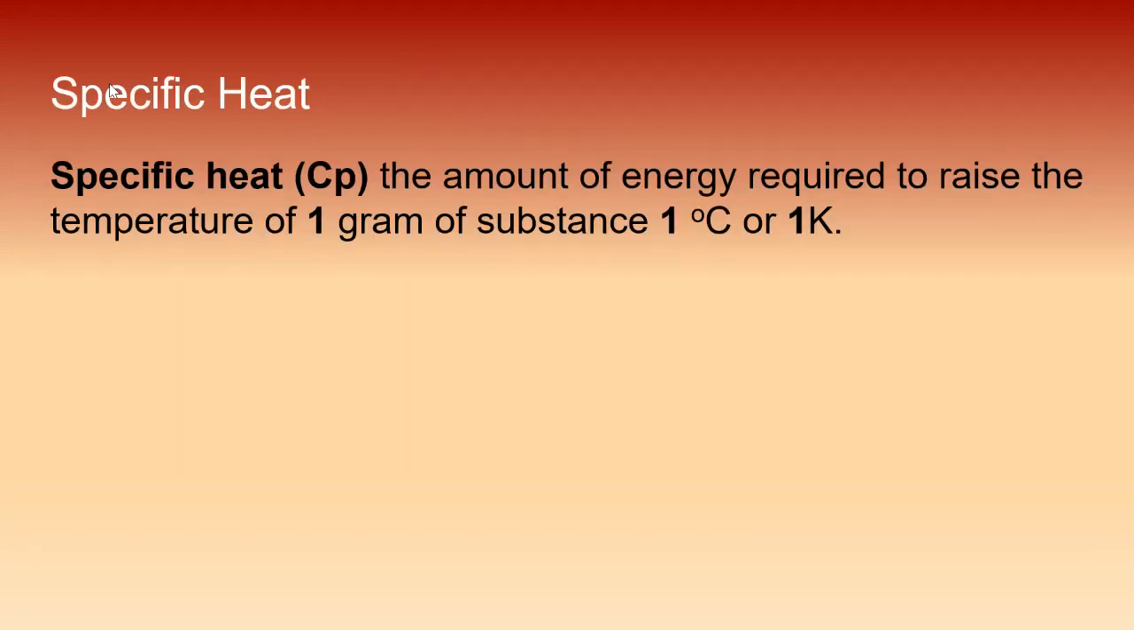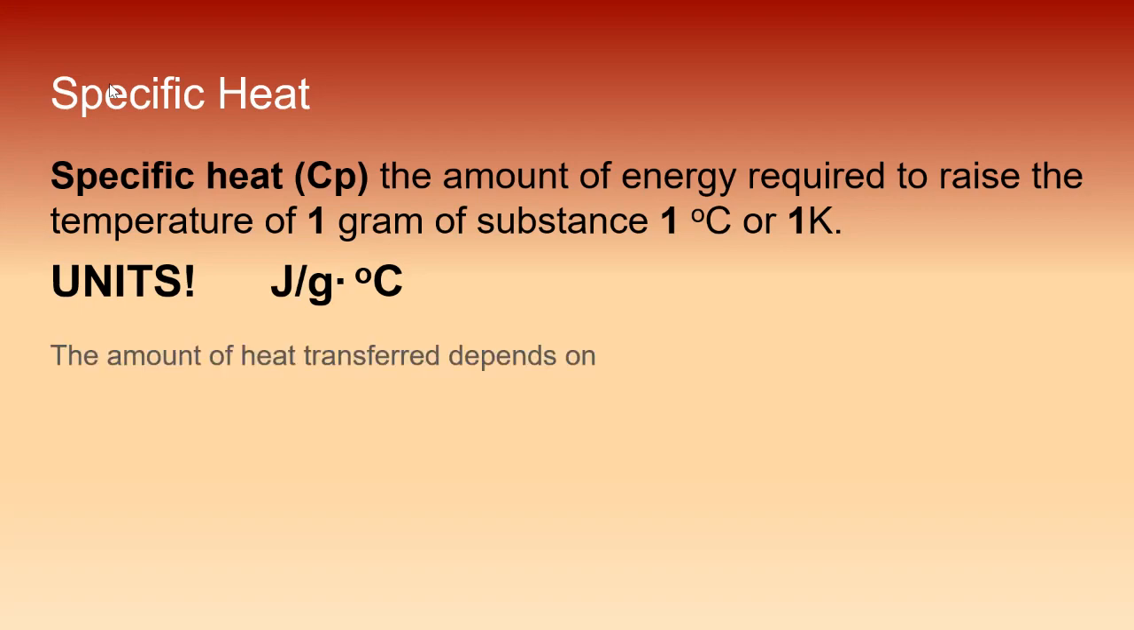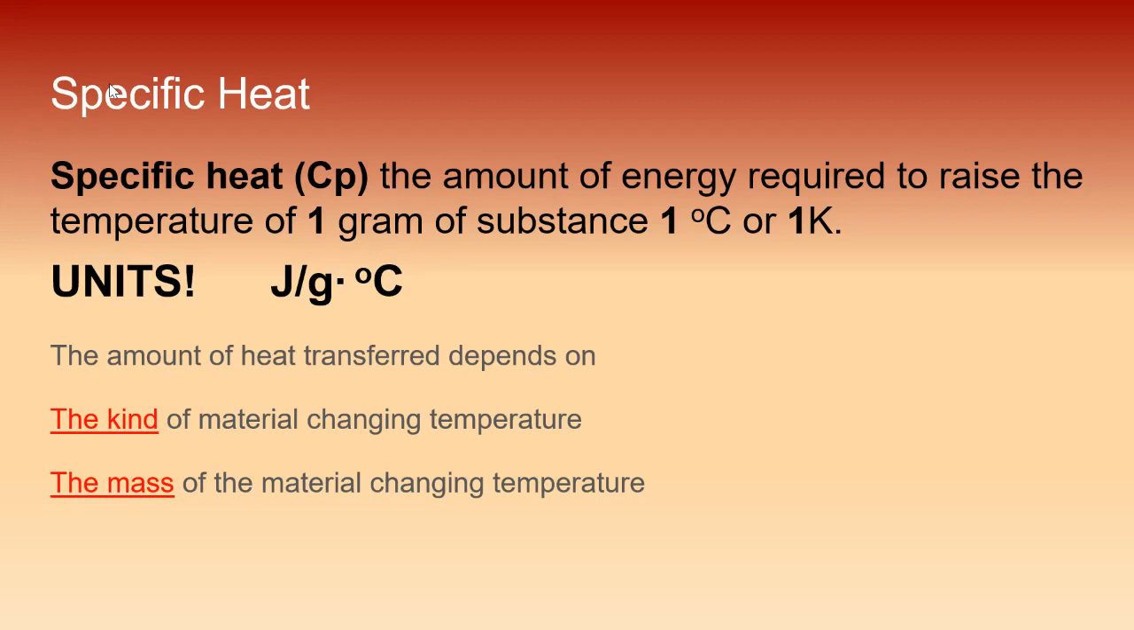So there's this term called specific heat. And again, thanks to the abbreviation gods, they made it a capital C with a subscript P. Not the best choice, but that's what they did. And it's the amount of energy required to raise the temperature of 1 gram of substance 1 degree Celsius, or 1 Kelvin. So the units turn out to be the joules, the heat required for 1 gram, 1 degree, so joules per gram degree Celsius. And this will depend on what kind of material is changing temperature, how much you have, and what the change in temperature is.